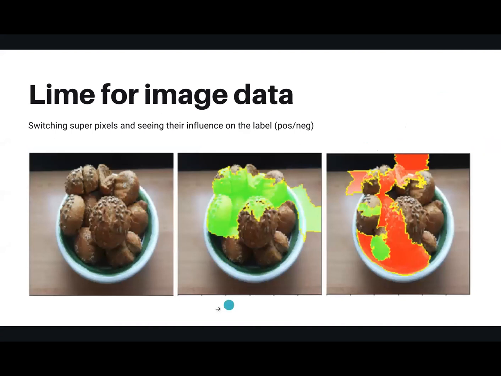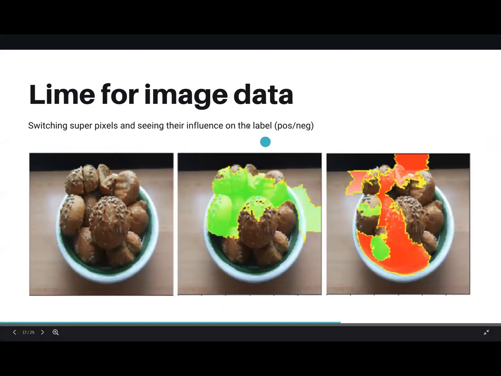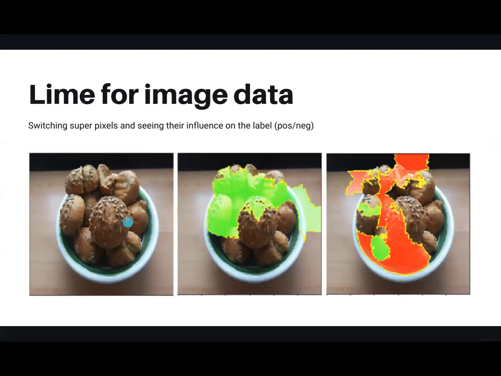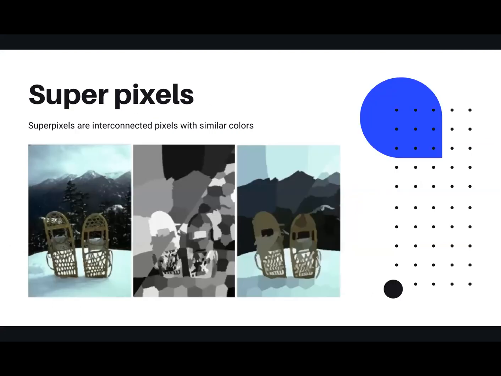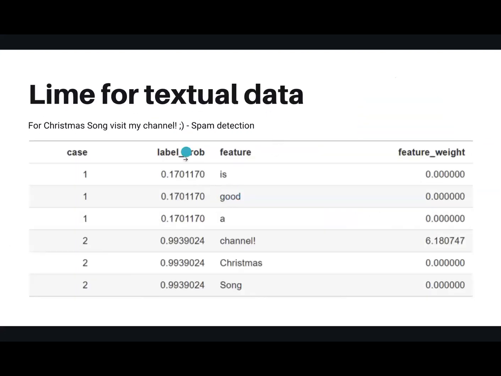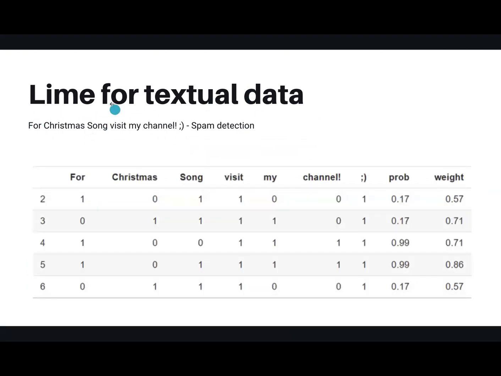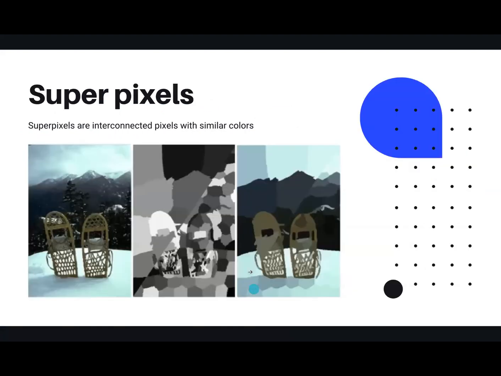So the goal is to understand, why did the model predict this as a horse, for example? And you would like to understand which regions inside the image were most influential to make that prediction. So we will do exactly the same technique as LIME for textual data, where we convert the words into features. Here we will convert different regions inside the image into features.